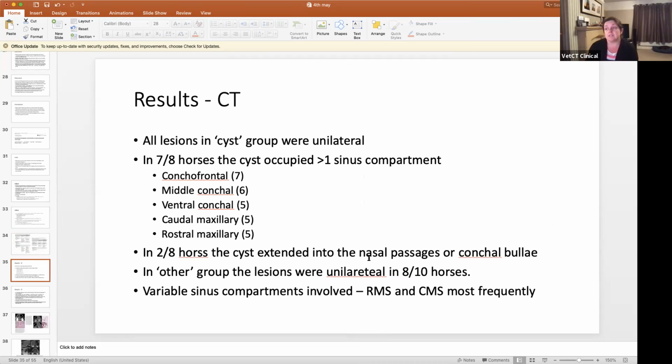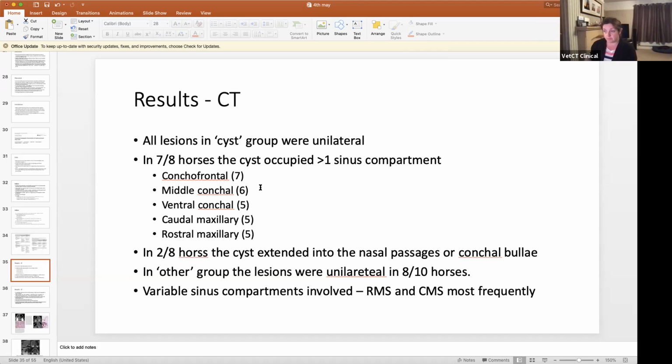So all lesions in the cyst group were unilateral, which I think is interesting because sometimes you do see those little blobs in the other sinus with ones that you suspect have got cysts. In 7 out of 8 of the cyst horses, the cyst occupied more than 1 sinus compartment. They were most commonly in the conchofrontal sinus, but often spread to other sinus compartments. Mostly rostrally, actually. They didn't mention any in the ethmoid or sphenopalatine sinuses. In 2 horses, the cyst extended into the nasal passages or the conchal bullae.